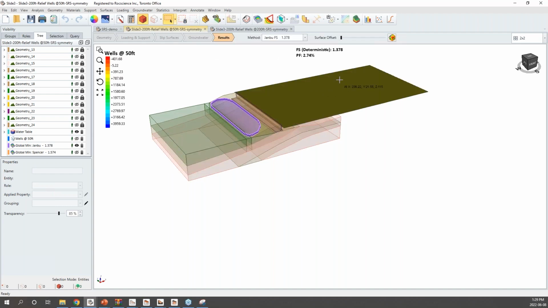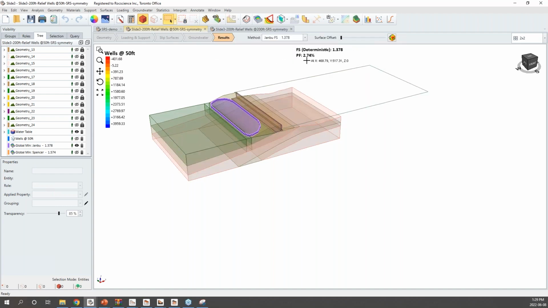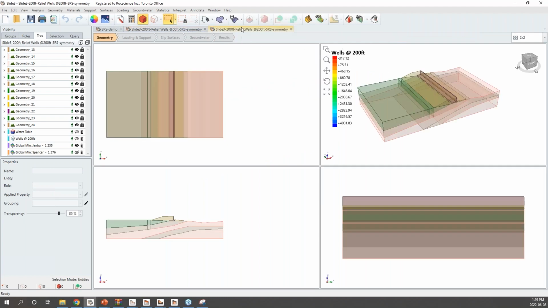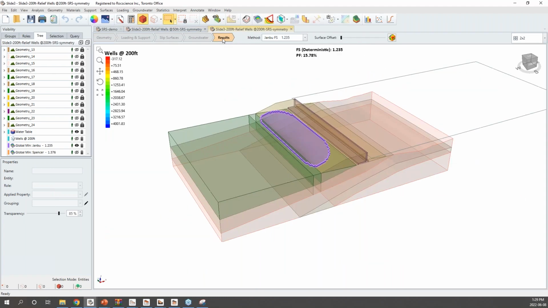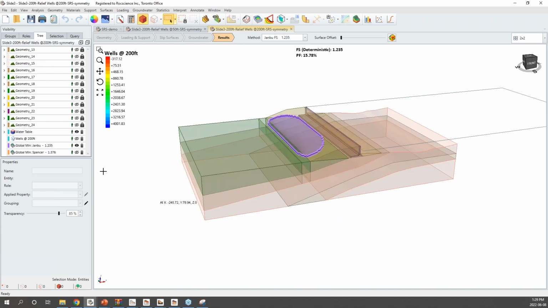So this one is 50 feet, and the probability of failure is 2.7%. We also ran it with 200 feet spacing, and you can see the probability of failure increased a lot to almost 16%. And the deterministic factor of safety went down to 1.2. If you do this only in 2D, the deterministic factor of safety was something like 1.7.